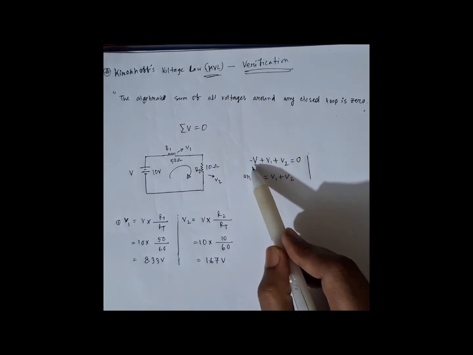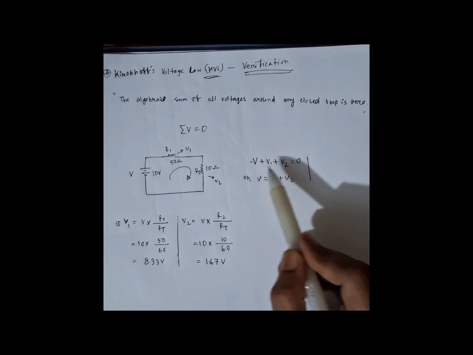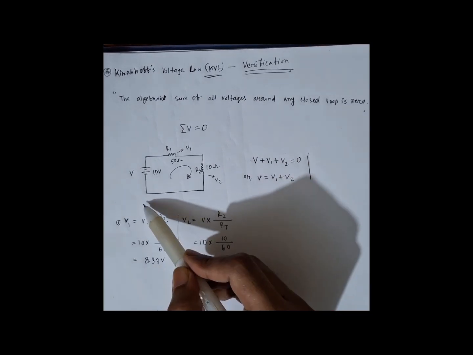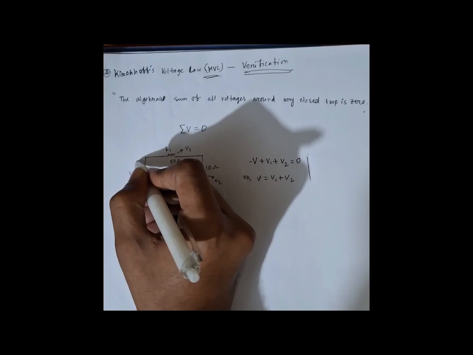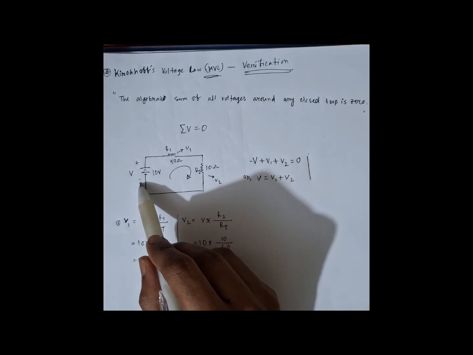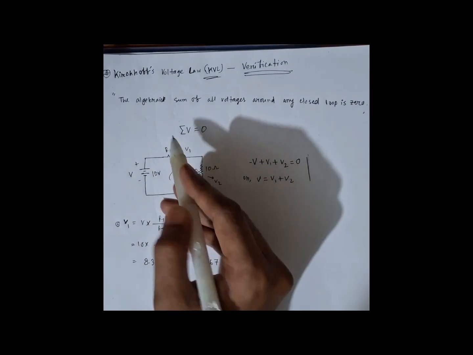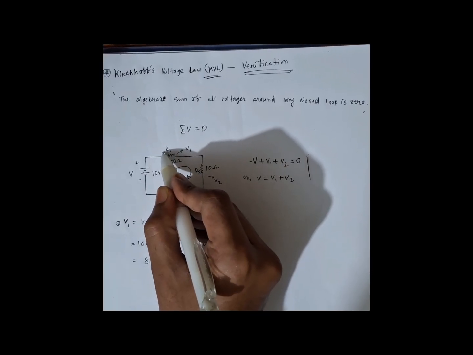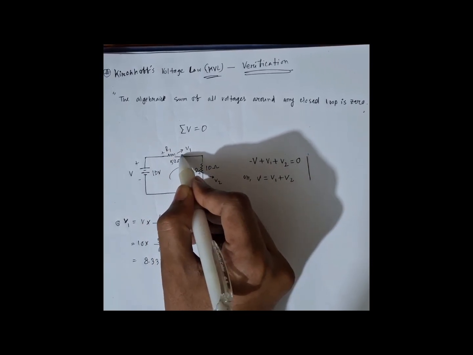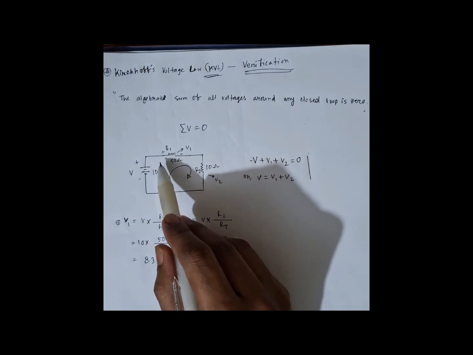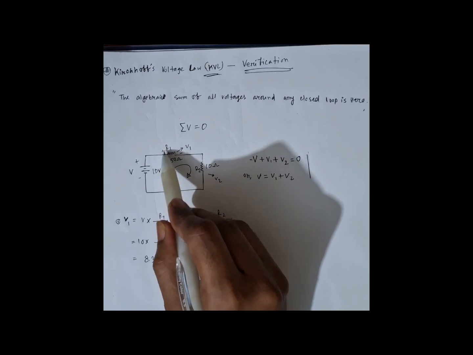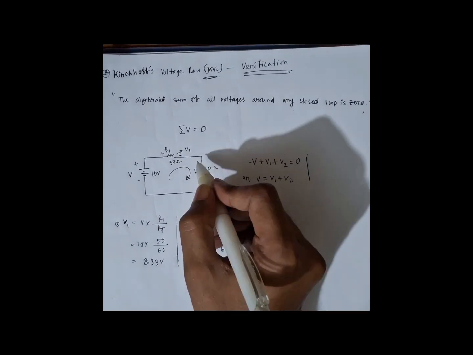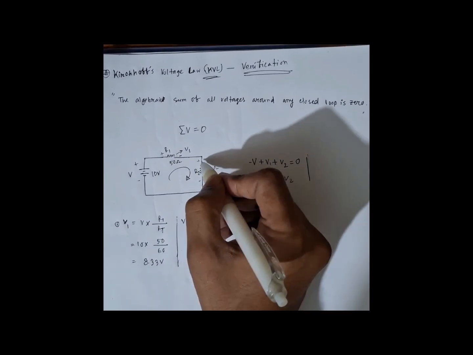Now we have written here minus V plus V1 plus V2. This is a sign convention, we can take it any way. In this explanation we have followed the first sign of the voltage. So here is the minus sign and here is the plus sign. We start from the first sign. So minus V, and for this resistor this one is plus and this is minus. So we can write plus V1 because this resistor voltage drop starts with a plus sign. Same for this resistor, this is plus and this is minus.